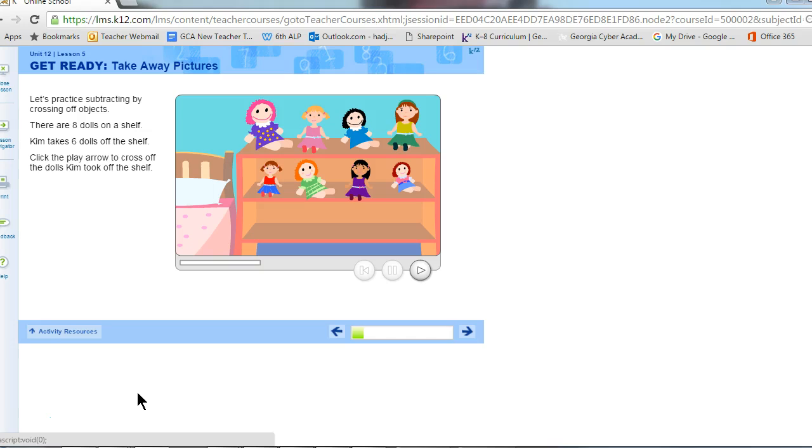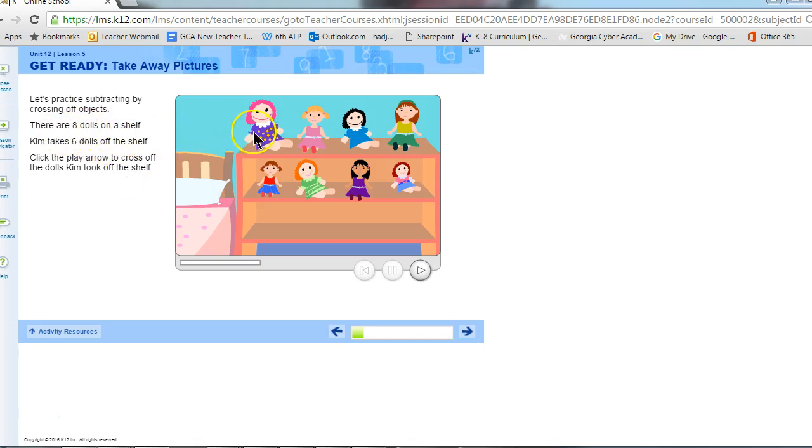The first part of our lesson reviews just regular subtraction. We have some word problems here, and they're crossing off the objects to subtract or to show they go away. So boys and girls, let's look at a few of these problems together.